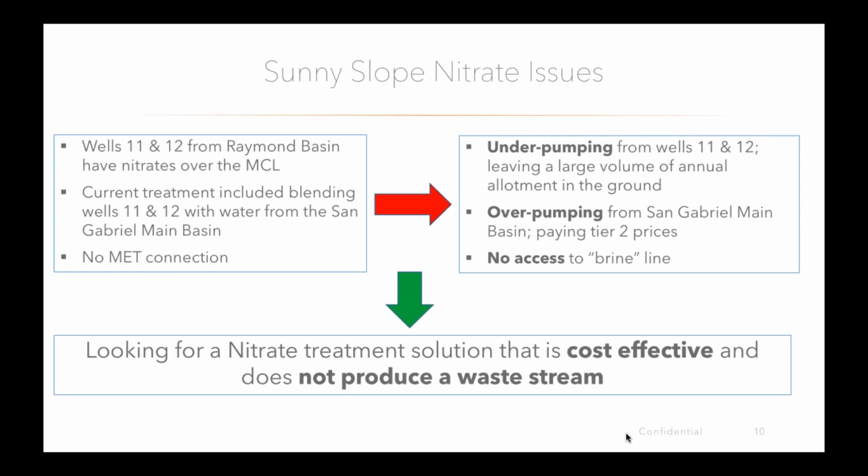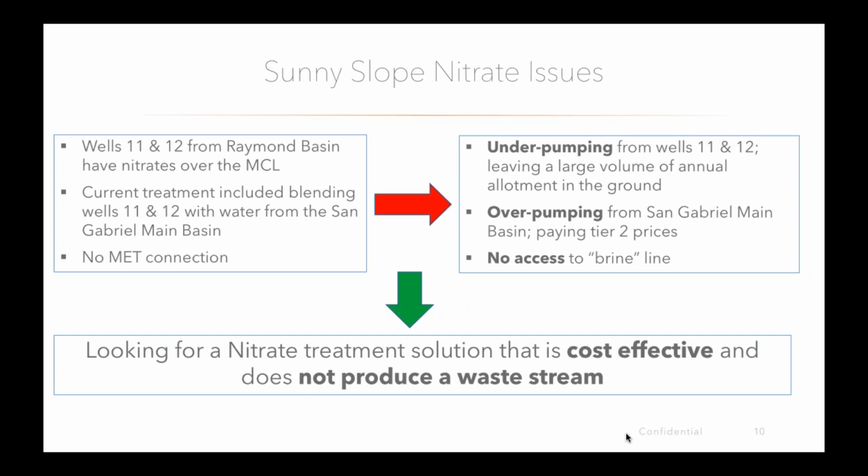The issue they had was the cost of purchasing that water and delivering that water to their site was significant, and it was raising the cost of water treatment significantly. And so when we approached Sunny Slope, the feedback was, we don't have access to a brine line.